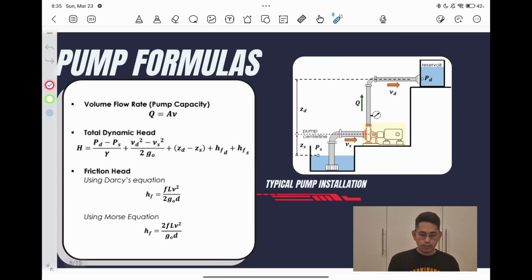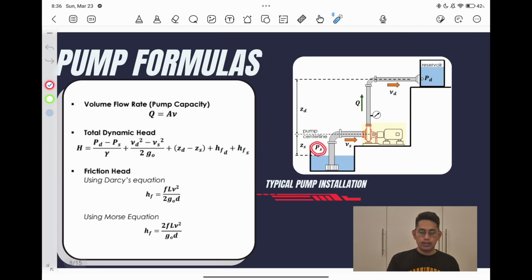So, dito pala, kung mapansin mo, ito ang ating suction pressure and discharge pressure para sa pressure head, and sa velocity naman, ito, discharge and suction. So, sa ZD, kung mapansin natin, yung elevation niya from the center line to the discharge. And the ZS is the elevation ng center line and the height of water.